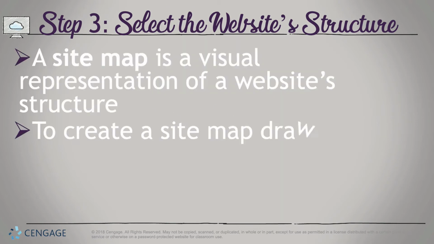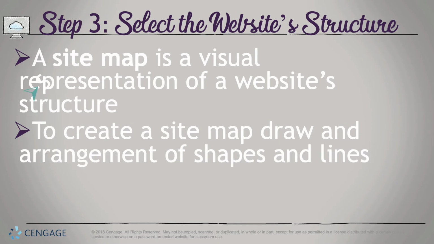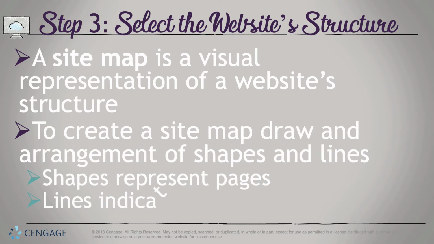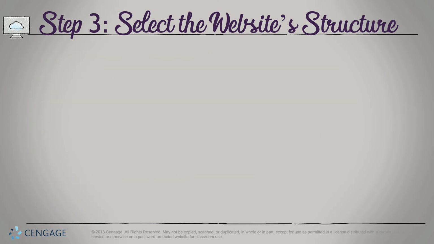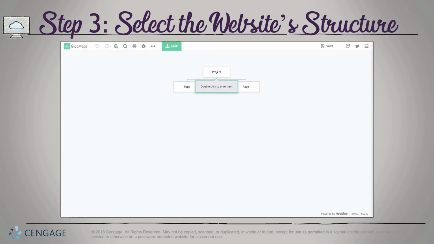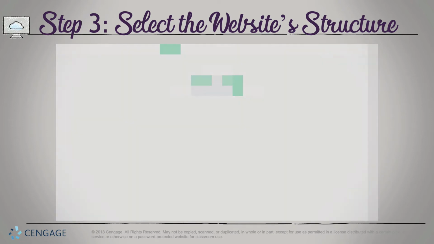To create a sitemap, draw an arrangement of shapes and lines where each shape indicates a page and each line indicates a link from page to page. You can manually draw the sitemap, use application tools such as Microsoft Office SmartArt Graphics, or use drawing software such as Microsoft Visio Pro for Office 365, or online tools such as GlooMaps shown here. As a web designer, you should choose the method that you find most flexible to outline your website structure.